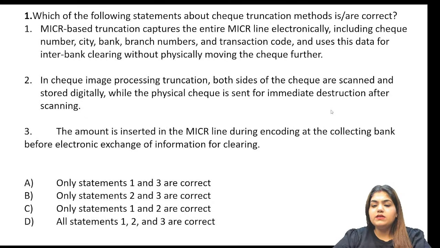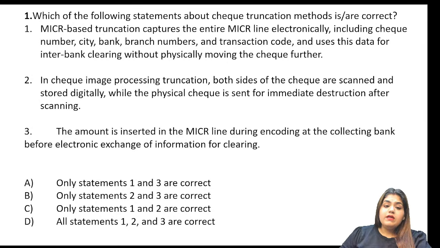Statement number 1: MICR based truncation captures the entire MICR line electronically. Yes, it does. Including check number, bank branch number and transaction code, and uses this data for interbank clearing without physically moving the check further. Yes, statement number 1 is correct.